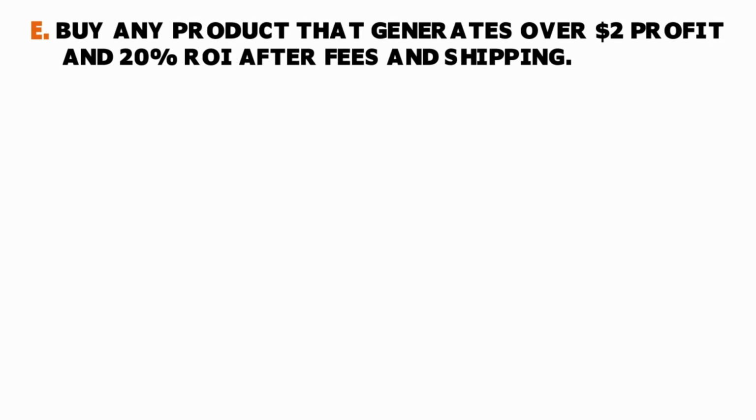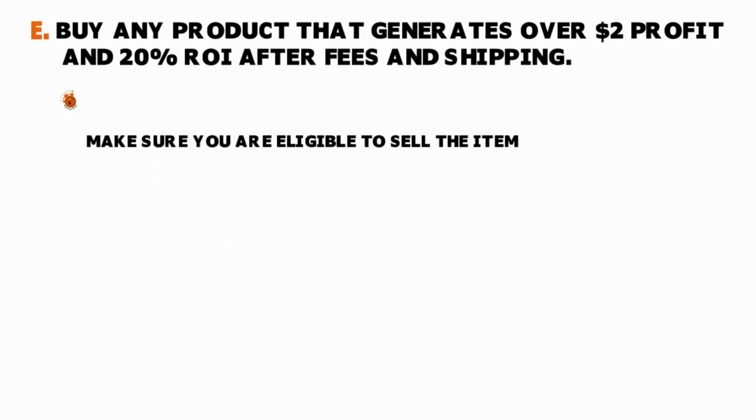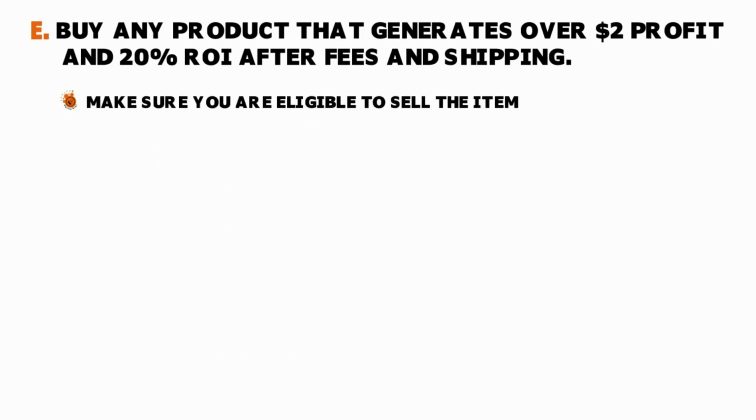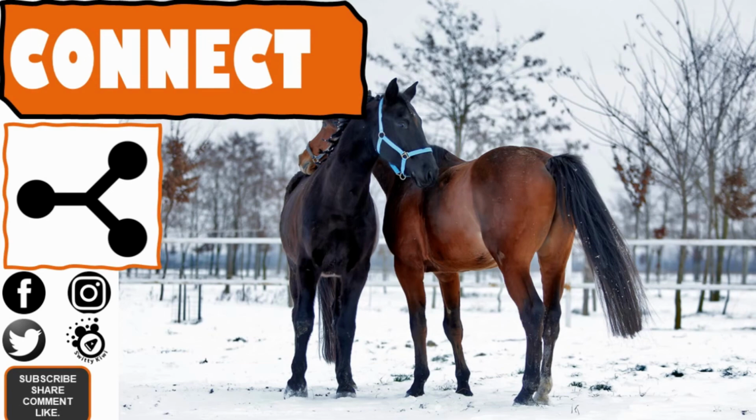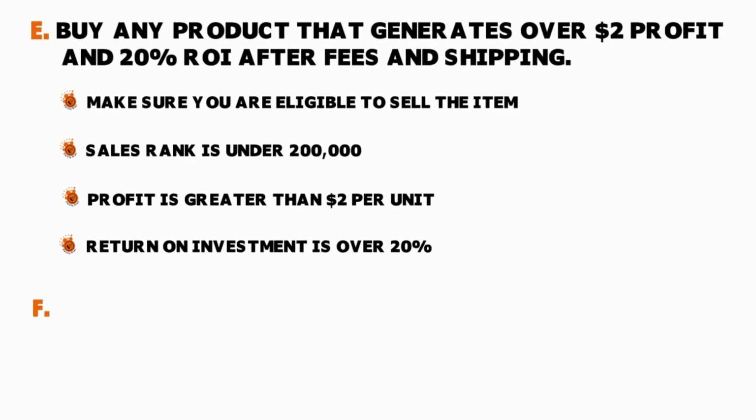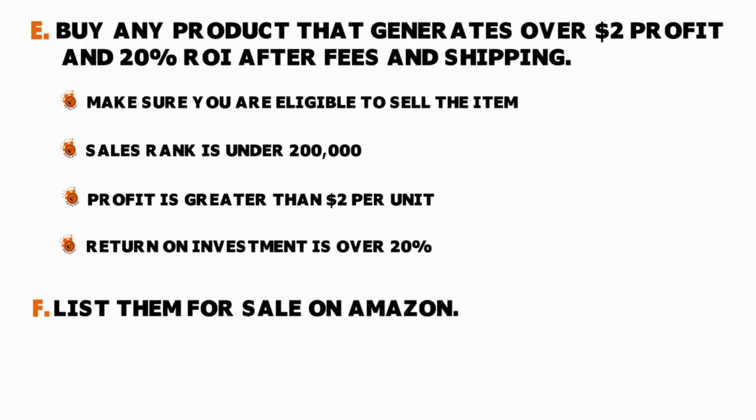So when you see a product, make sure you are eligible to sell the product, right? Make sure the sales rank is under 150,000 or 200,000 depending upon the product. Make sure the profit is greater than $2 per unit, and the return on investment, the ROI, is over 20%. So once you buy the products, you just list them on Amazon, right? You list the products. You take a picture.